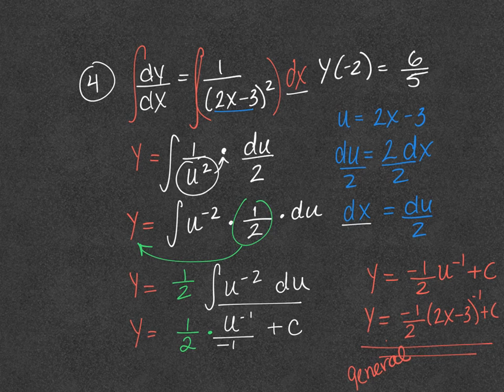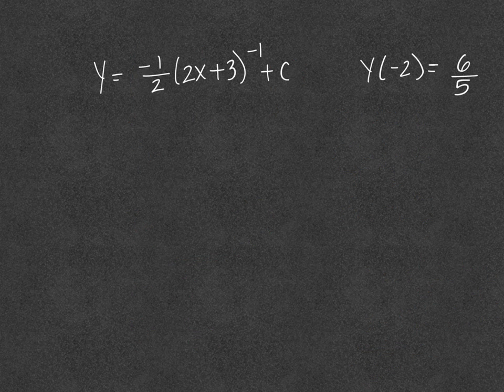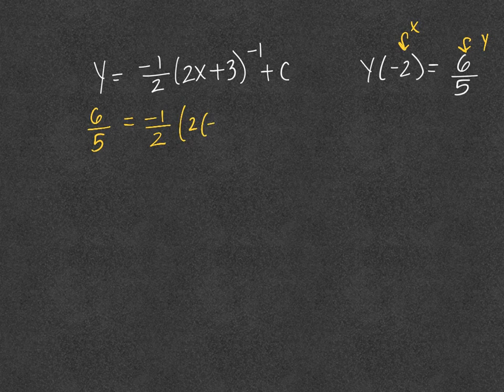Now I need to find the specific one. So I'm going to have to use this initial condition to find it. So just give me a second. I'm going to write it on a separate page, and then we're going to move forward. Okay, so this is what we have. And my x value is my negative 2, and my y value is 6/5. So I'm going to go ahead and put in 6/5 for y. And I'm going to put in for x negative 2.